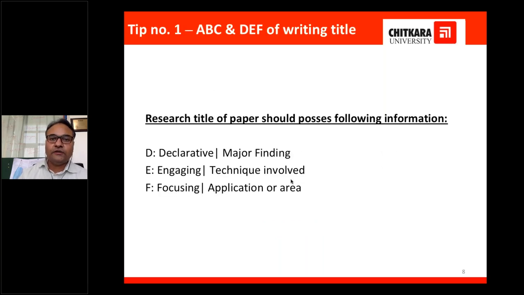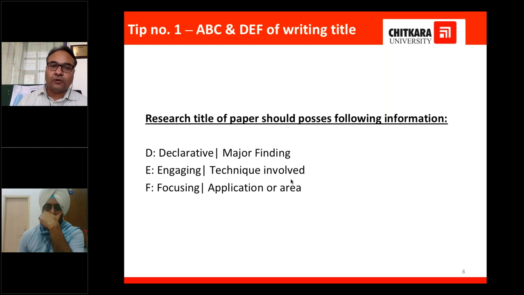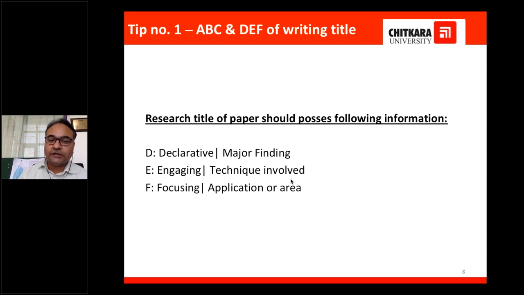So here we go with the 10 tips. These 10 tips are all about 10 different sections of any research paper. We start with the title, and for the title we need to remember two formulas: the ABC and DEF of writing a title. ABC means the title has to be accurate, brief, and clear. DEF means it should be declarative, meaning whatever your major finding is should be highlighted in the title. E is engaging: if you have used some state of the art or novel technique, that should be highlighted. And F is focusing: any application or area where this research is going to benefit should be highlighted in the title of the paper.